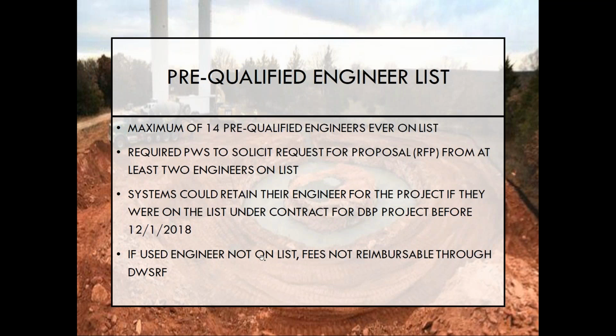Now, a lot of the systems already worked with an engineer and wanted to retain their engineer. So if they had their engineer under contract before December of 2018, and that engineer was on our list, and the contract was for a DBP project, they could use that same engineer and not go through that RFP process. We did have a system that was adamant that they wanted to keep their engineer. He was not on our list, and so we allowed them to use that engineer, but we were not going to reimburse the engineering fees with the subsidy money.